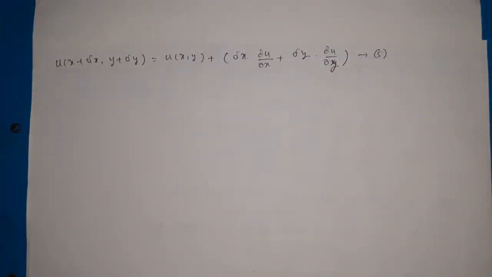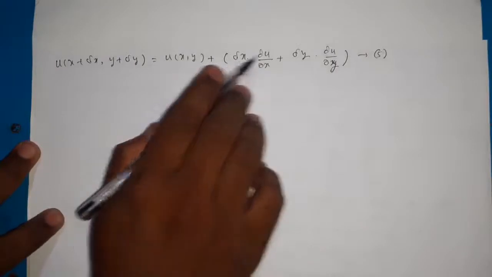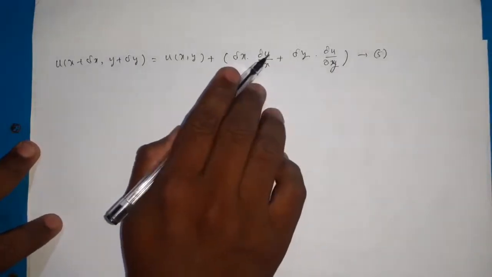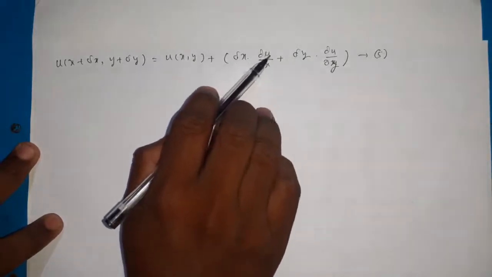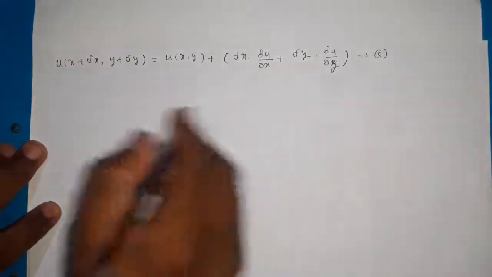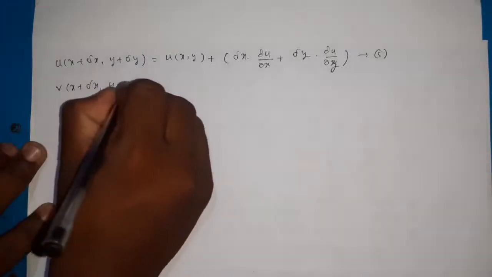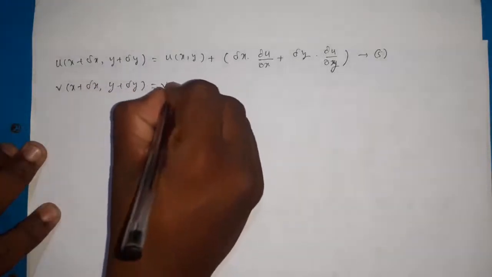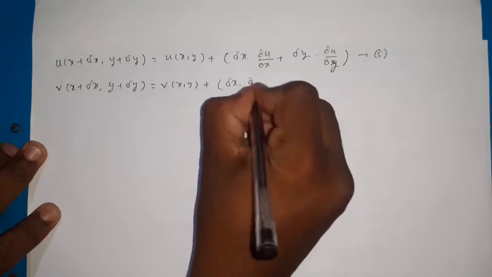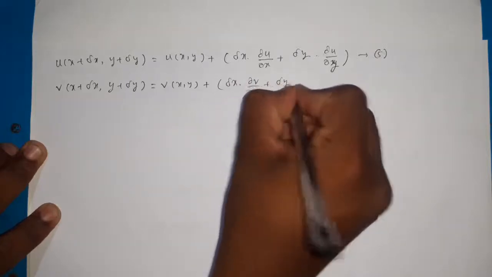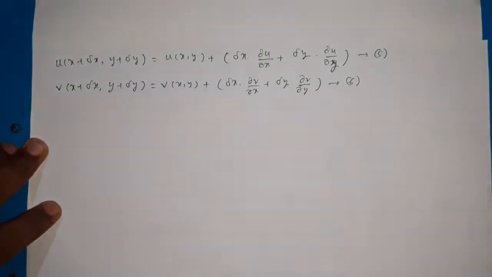So, in Taylor's theorem, put h equal to delta x, k equal to delta y and f equal to u, so dou f by dou x and dou f by dou y become dou u by dou x and dou u by dou y. Then v of x plus delta x comma y plus delta y is equal to v of x comma y plus delta x into dou v by dou x plus delta y into dou v by dou y, and it is the sixth equation.